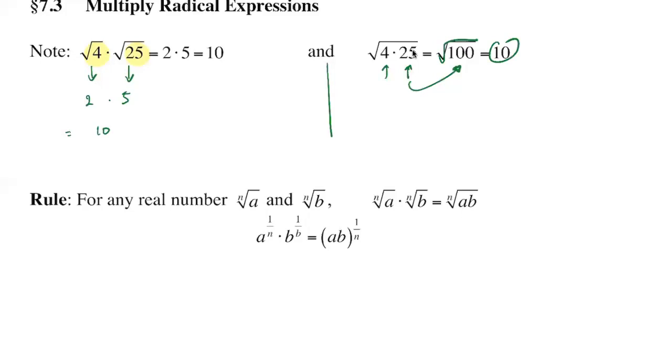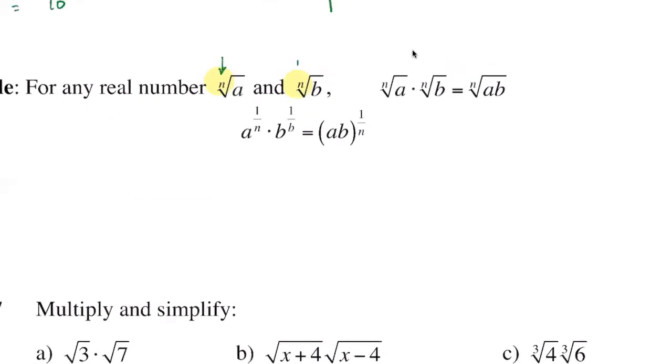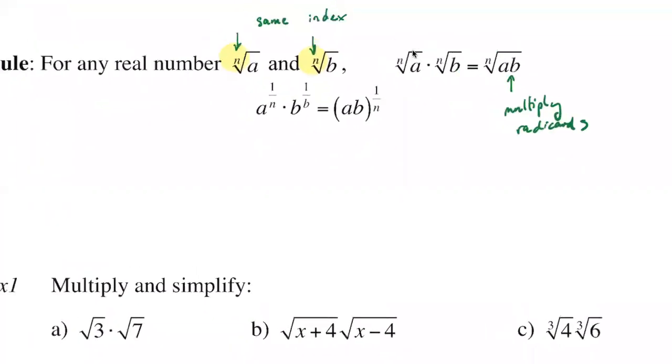So this is not always true. It's only true when we have the index matching. So you have index 2 there. That's the rule with multiplication of radicals. We can multiply the radicands and then take the square root, or nth root, at the end, as long as the two radical terms have the same index. If they're the same index, we multiply the radicands, and then simplify afterward.